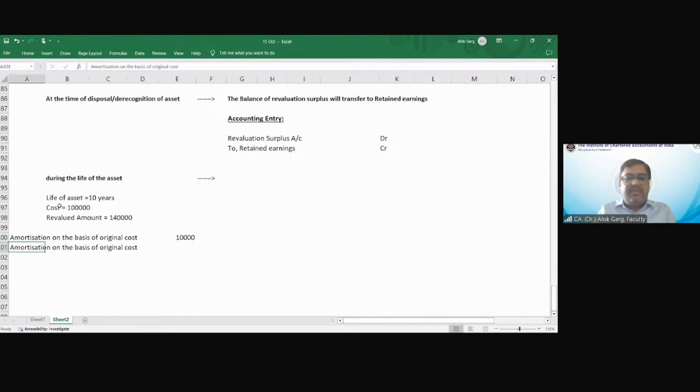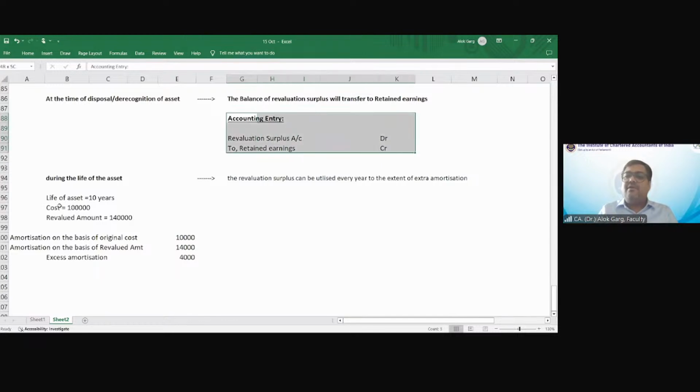What is the amortization on the basis of revalued amount? If the revalued amount is 1,40,000, it is 1,40,000 divided by 10, which is 14,000. So what is the extra amortization, the excess amortization due to revaluation? 4,000, that is 14 minus 10. The standard says that the revaluation surplus can be utilized every year to the extent of extra amortization. What is the accounting entry?